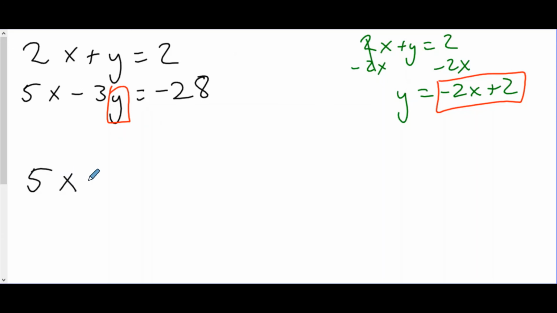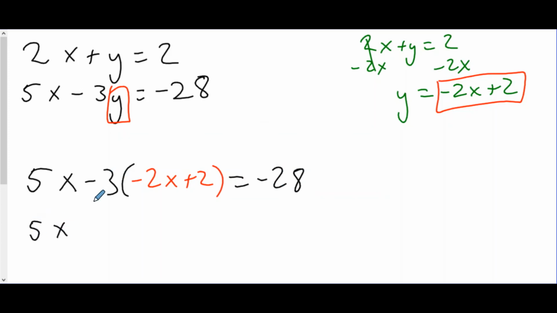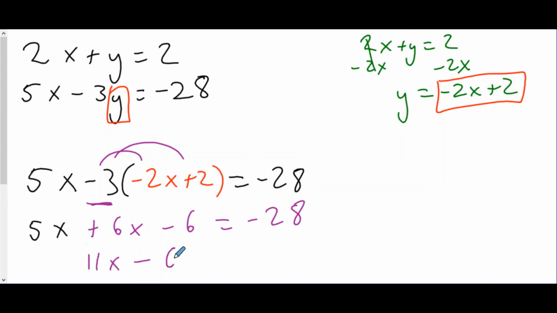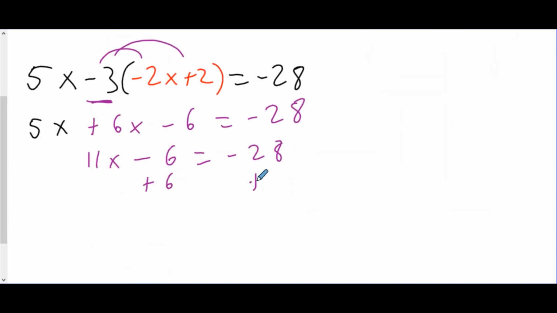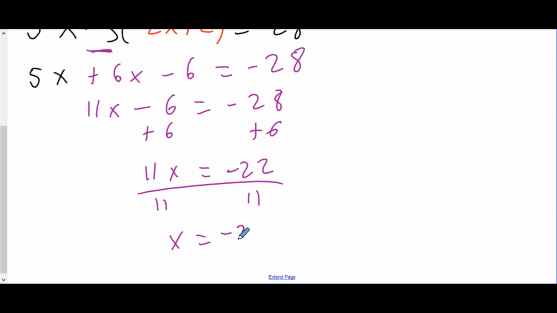So I have 5x minus 3 times negative 2x plus 2 equals negative 28. Simplify the left side. Be careful that you are distributing a negative 3 here, not just a 3. Negative times a negative is plus 6x, minus 6 equals negative 28. Combine the like terms. 11x minus 6 equals negative 28. Add 6 on both sides. 11x equals negative 22. Divide by 11, and I get x equals negative 2.